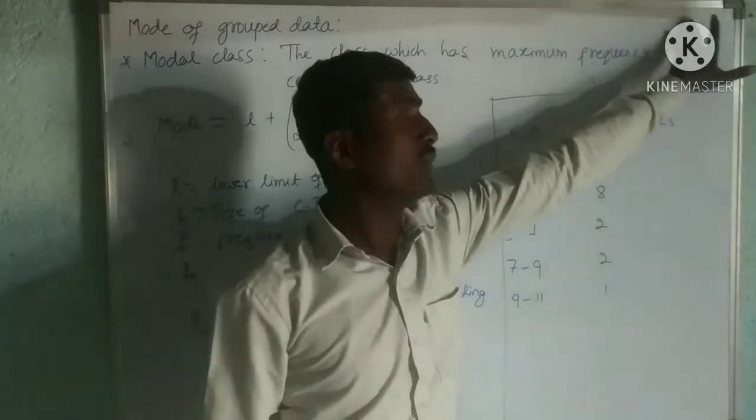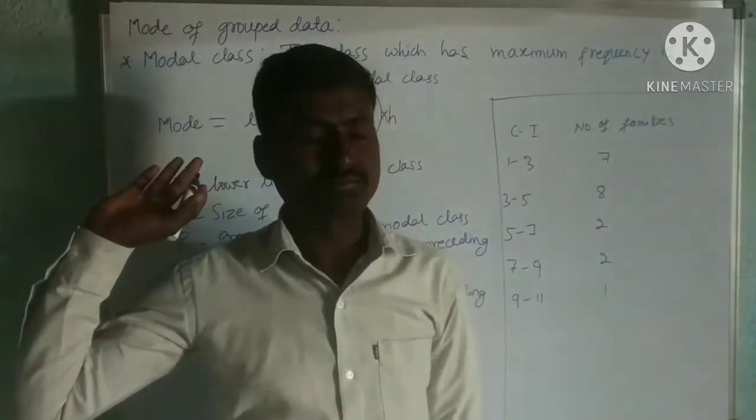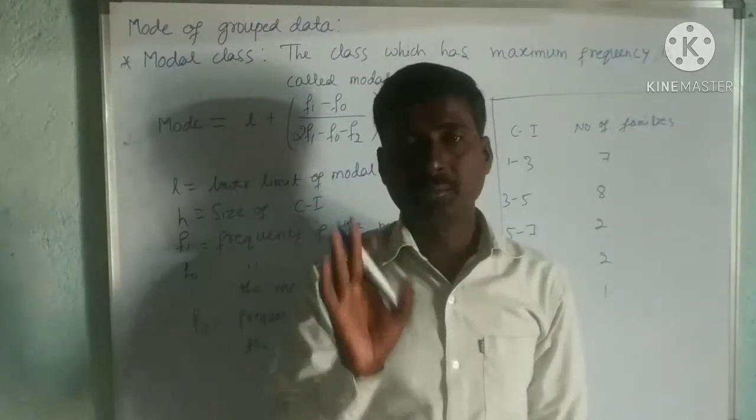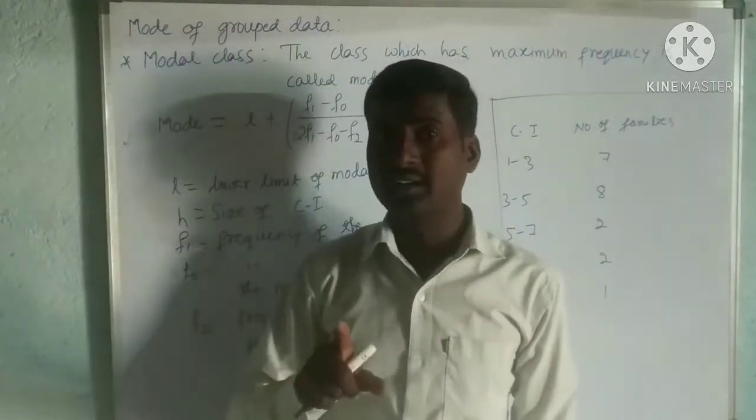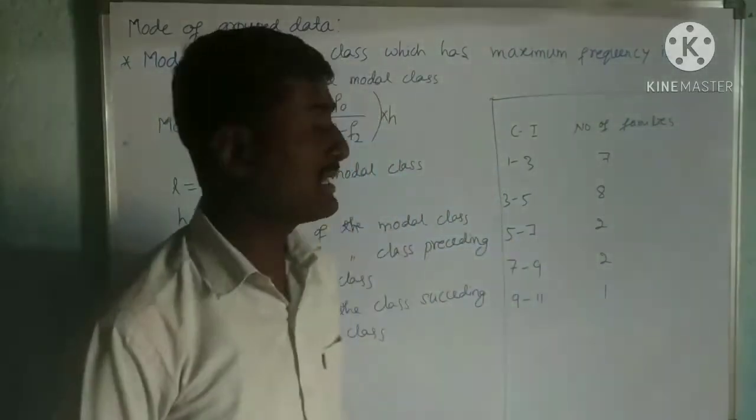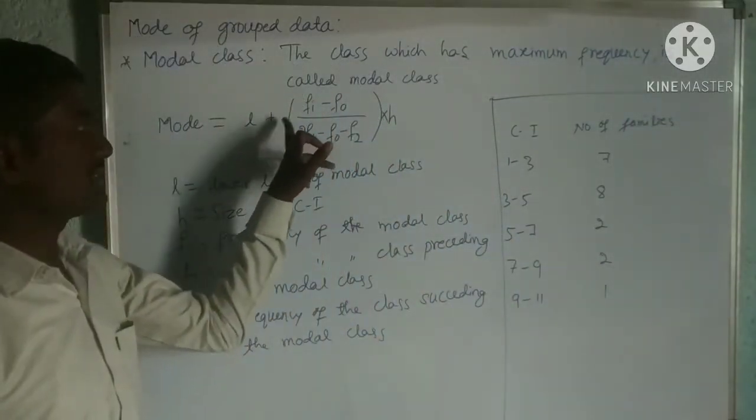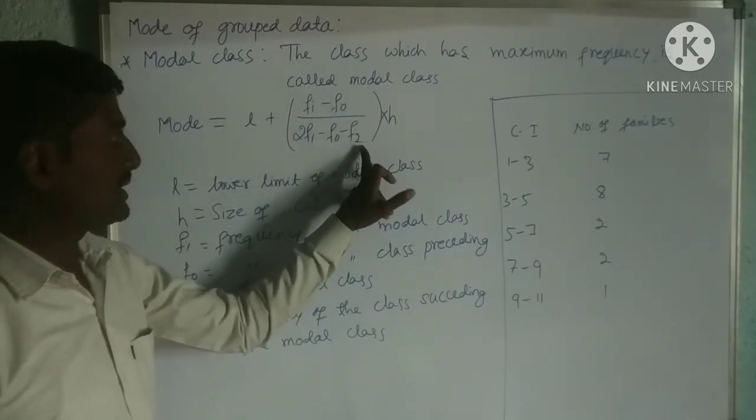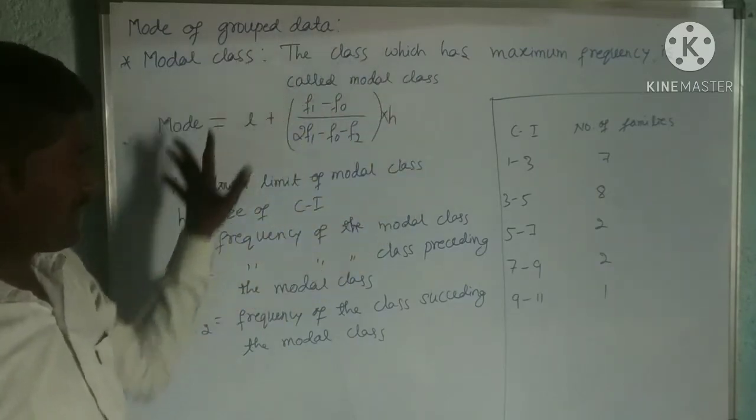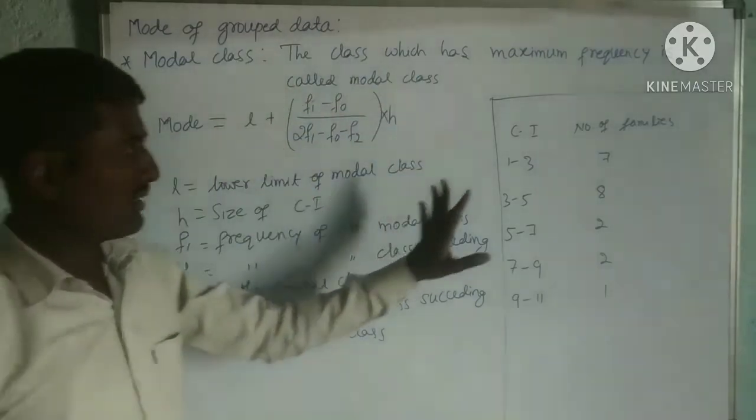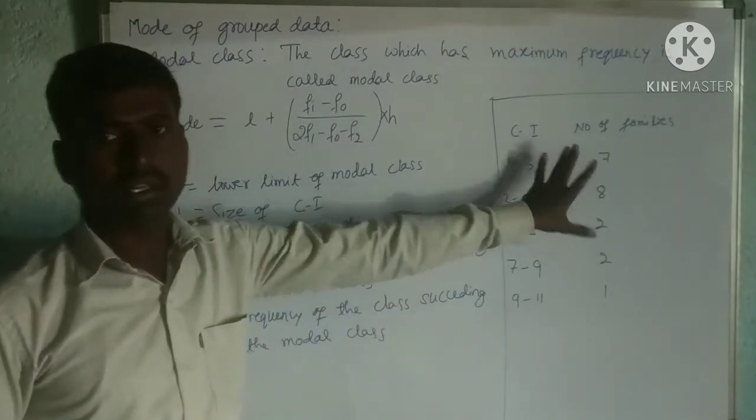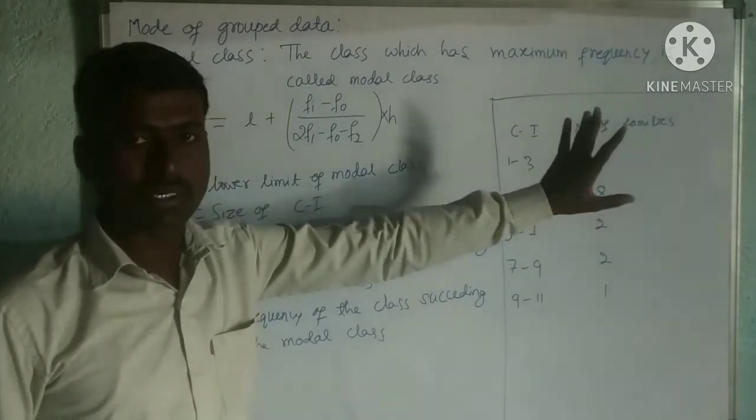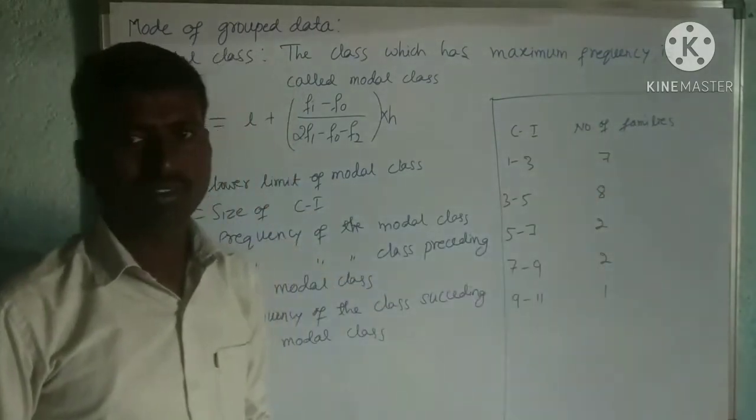For grouped data, how can we find the mode? That is what we have to discuss now. To find the mode for grouped data, we have to use one formula. Mode is equal to L plus F1 minus F0 divided by 2F1 minus F0 minus F2, into H. Don't bother about this. After discussing this example, you will understand what I have written. Now I have taken example number 5.